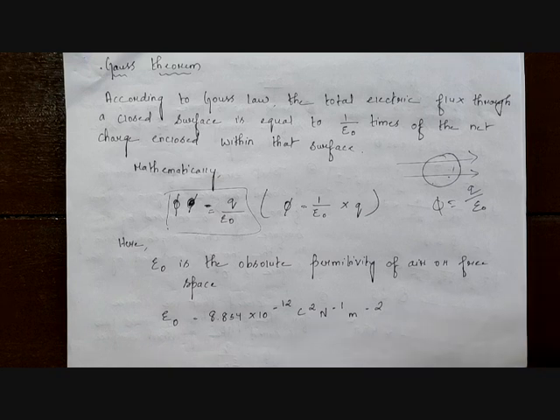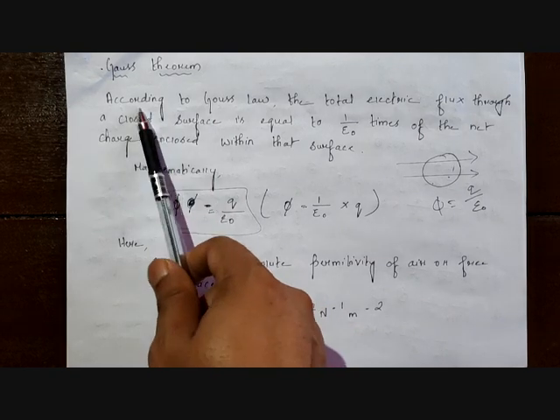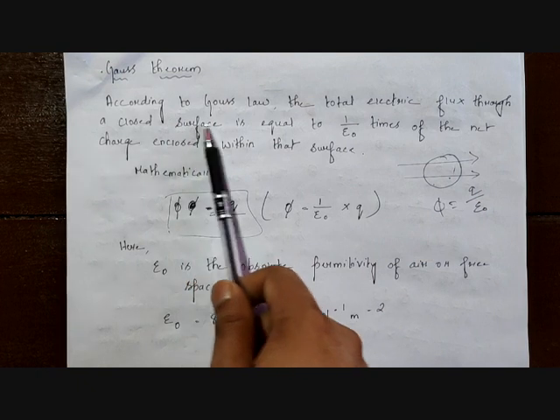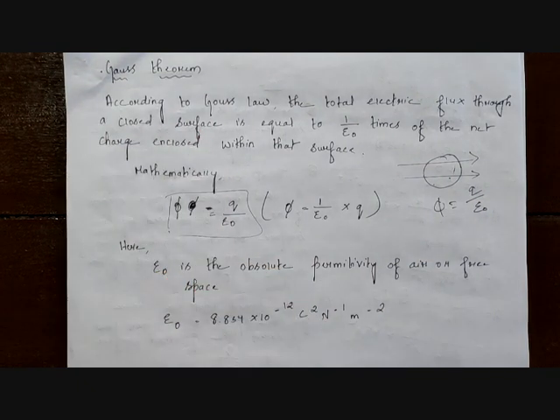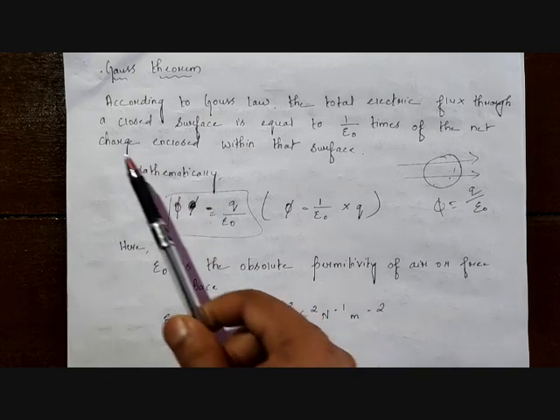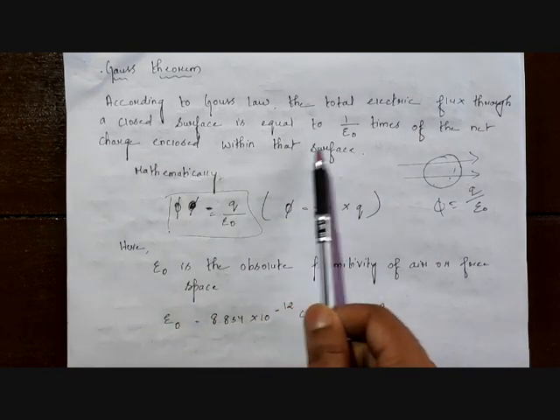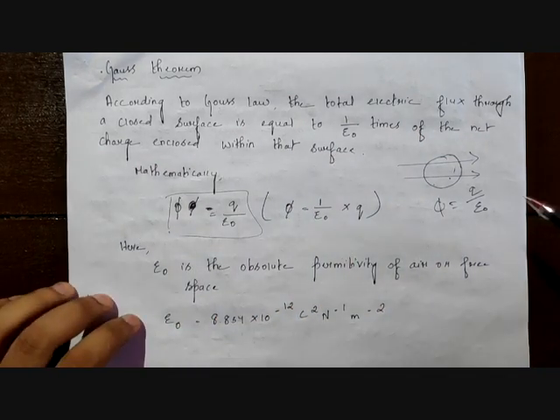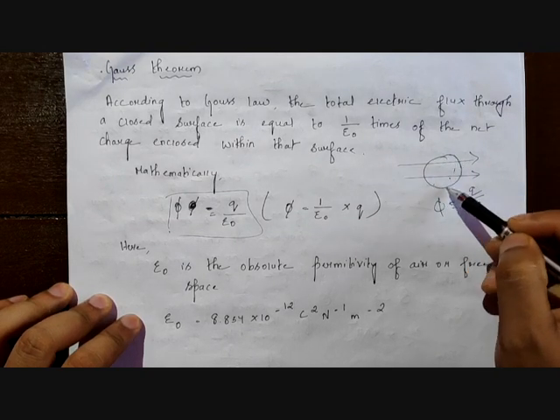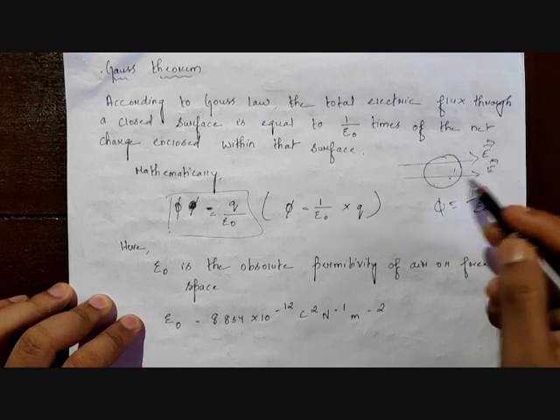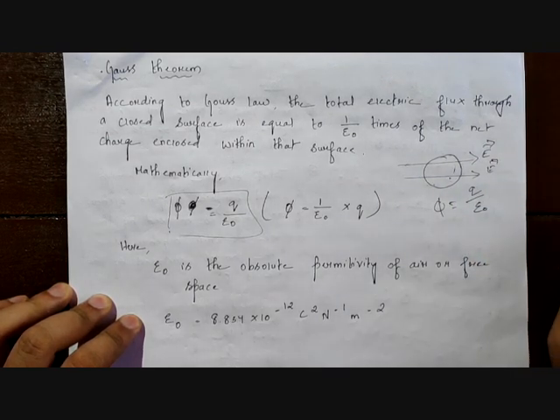Now see, what's Gauss theorem? According to Gauss law, the total electric flux through a closed surface, always remember one thing, student, when you come across a closed surface, it means a 3D surface, 3D structure, is equal to 1 by epsilon naught times the net charge enclosed within that surface. Simple. Look here. This is one closed surface, and these are electric field lines passing. So when electric field lines pass through a surface, it means electric flux.